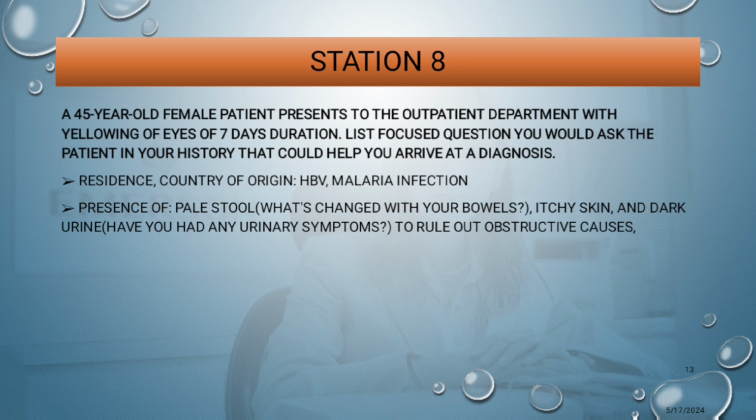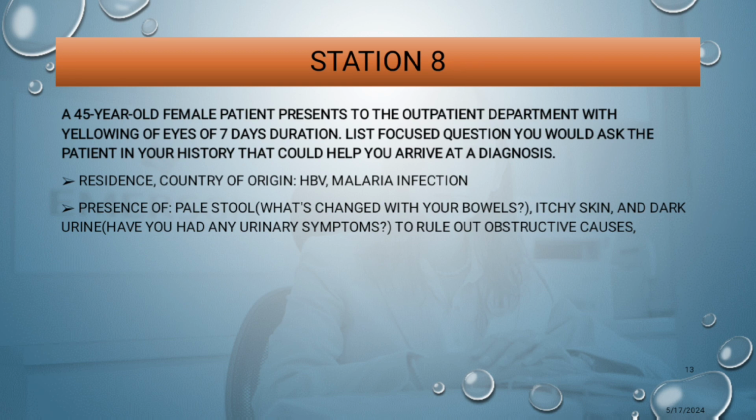Then ask about any pain too. And what has changed with your bowels? Do you have any pain, or any changes with your bowels? Then any itchy skin, any dark urine. Have you had any urinary symptoms, like is the urine dark, or any other urinary-related symptoms, to look for obstructive causes, or obstructive jaundice as they call it.